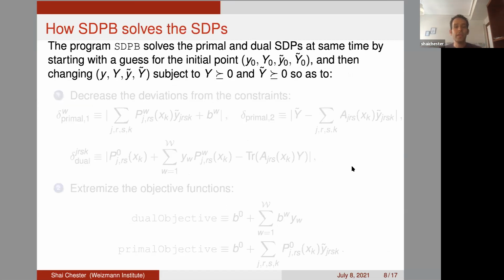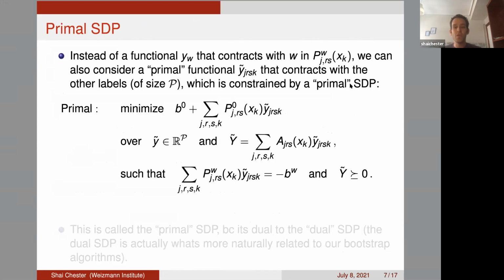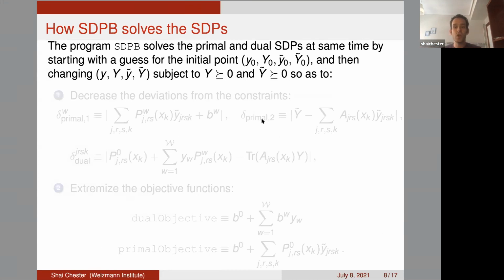Okay, so now let's discuss how SDPB solves these semi-definite programs. The program SDPB solves the primal and dual SDPs at the same time. It starts with a guess for an initial point, because remember the way these algorithms work is that we're looking over the space of little y's as well as big Y, where little y was a vector and big Y was a matrix of numbers. And remember also that we have y, big Y and we have y tilde, big Y tilde for the dual and the primal.